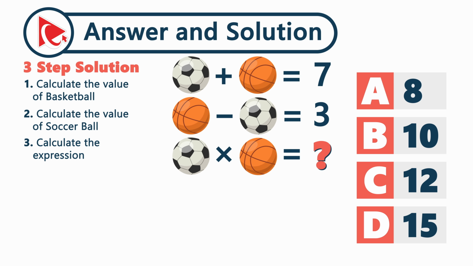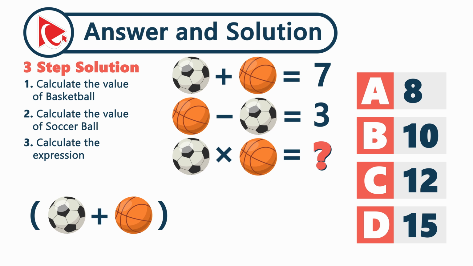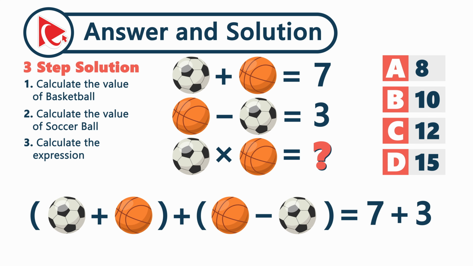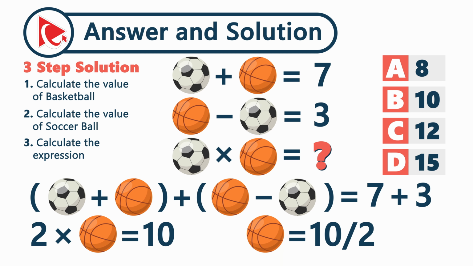First, let's join 2 equations together. Soccer ball plus basketball in parentheses plus basketball minus soccer ball in parentheses equals 7 plus 3. After we simplify, we learn that 2 basketballs equals 10, which would mean that 1 basketball would equal 10 divided by 2 and would equal 5.